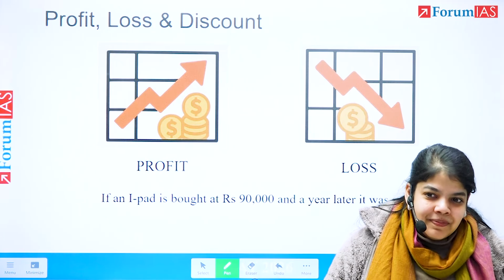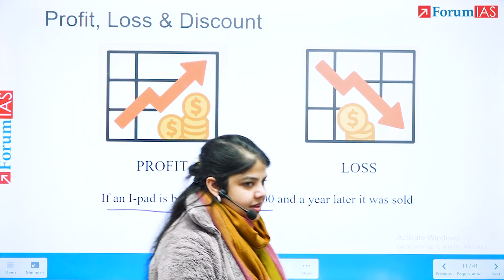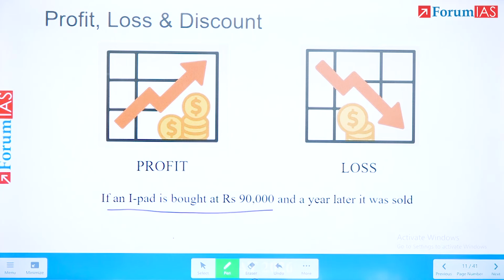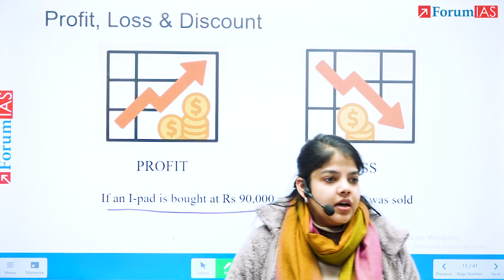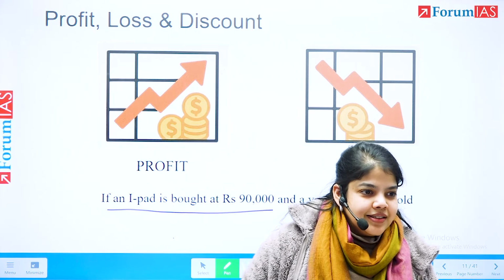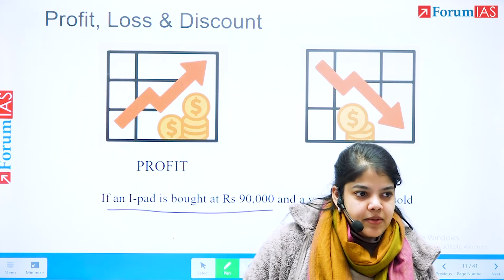So you bought a product, let's say you buy an iPad at 90,000 and you sell it later for 70,000. So is it a profit or a loss? 90,000 का खरीदा and 70,000 का sell कर रहे हैं. It's a loss. And a loss of how much rupees? 20,000. I buy it for 90,000 and I sell it for 1 lakh. How much is the change? 10,000 and it's a profit.